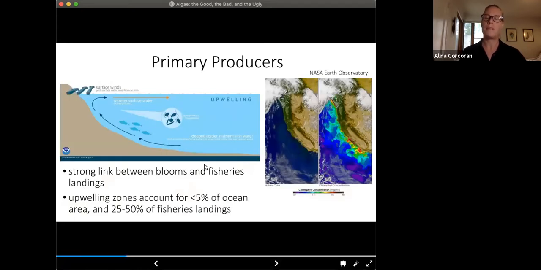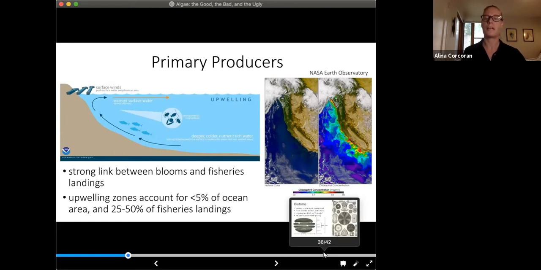A really good example of that comes from upwelling zones. If you're not familiar with an upwelling zone, it is a region typically on the west coast of a continent where there are surface winds that push surface waters away from shore. When that water is displaced, deeper, colder water comes up to replace it from the deep ocean. That deep ocean water is rich in nitrogen and phosphorus, and those nutrients fuel microalgae blooms, which then allow for the growth of zooplankton and fishes.